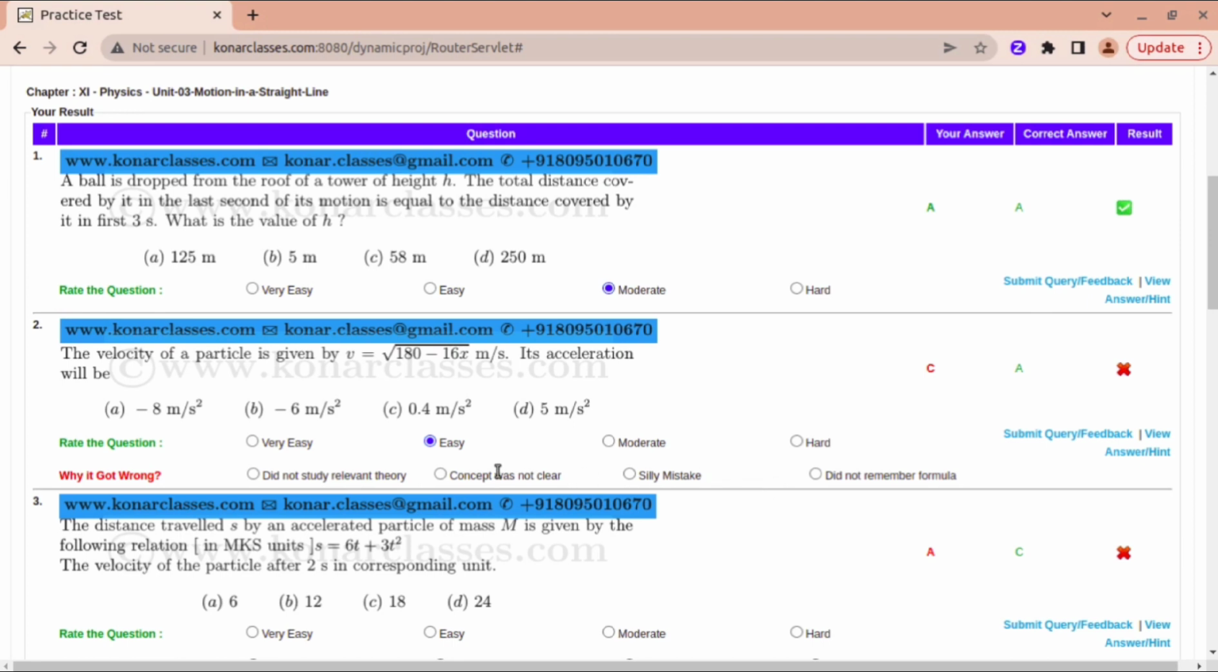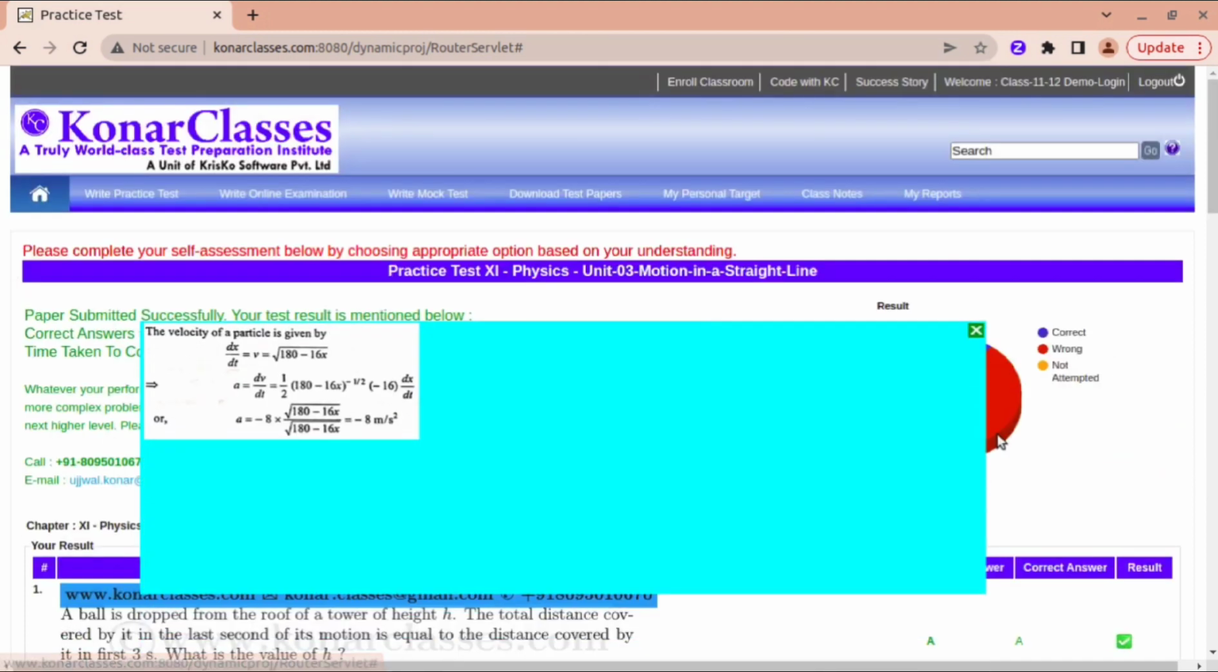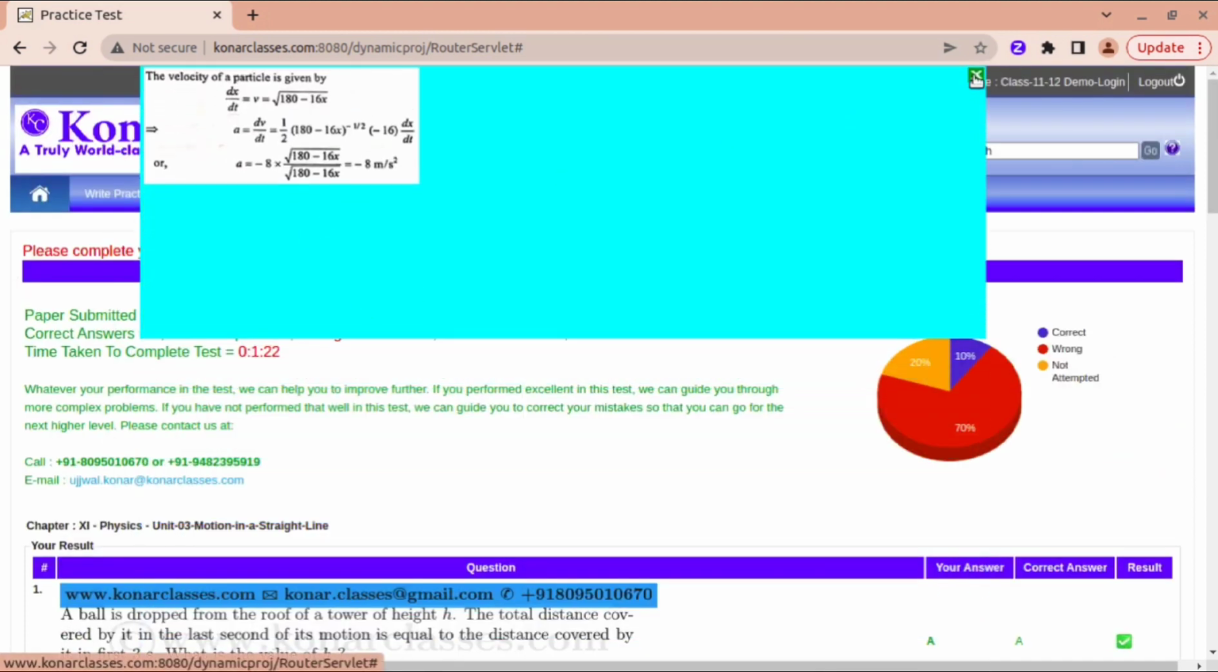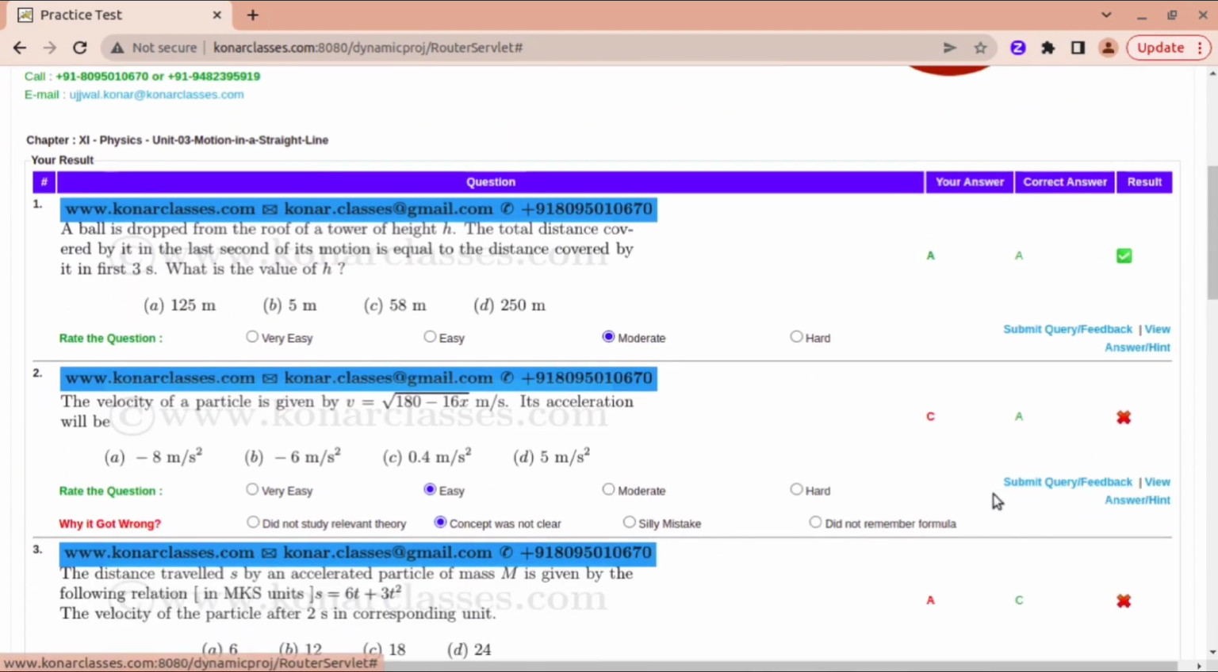Suppose here in this case it is concept was not clear. So once you click that one, we come to know that for this type of question the concept is not clear to the students, and we do the necessary actions. Here also, if you click on the view answer hint, you will get the solution to this particular question. And after that, suppose you looked into the solution but still your doubt is not clear, or you have some other questions.